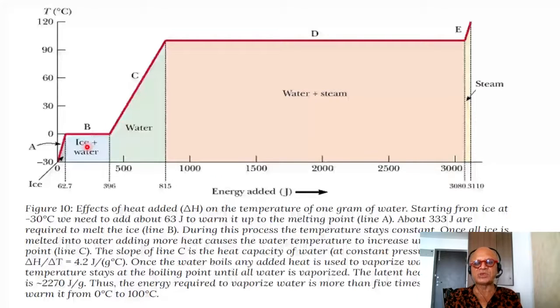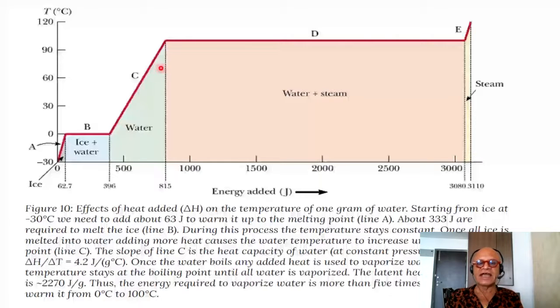So this is a combination of ice and water here as ice keeps melting. Once all ice is melted into water, adding more heat causes the water temperature to increase until you reach the boiling temperature. The slope of the line here is the heat capacity of the water at constant pressure. So Cp, the constant pressure heat capacity of water, delta H over delta T, is 4.2 joules per gram degree centigrade, as we saw before while comparing to the atmosphere.